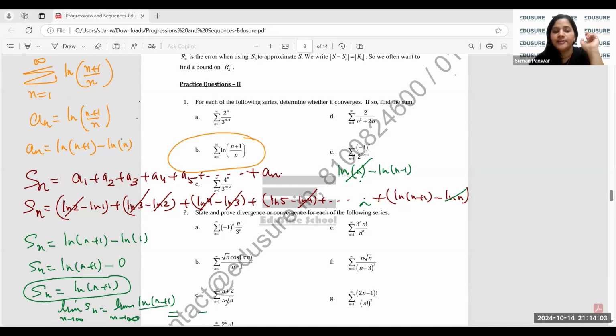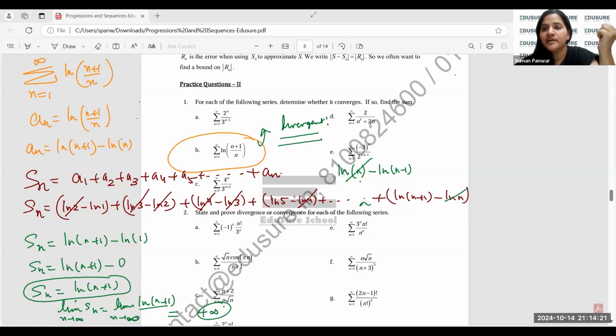So this becomes plus infinity. So therefore, this particular series is divergent. Okay, it is diverging to plus infinity. So this is the beauty of sequence of partial sums.